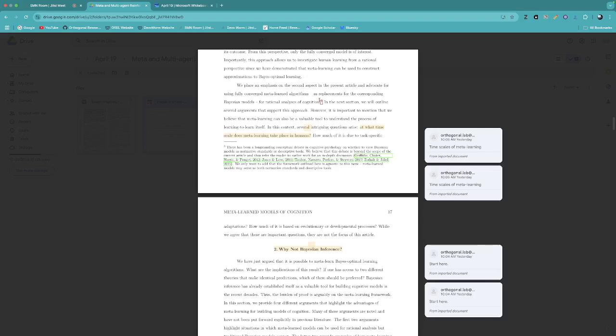However, it is important to mention that we believe that meta-learning can also be a valuable tool to understand the process of learning to learn itself. So this idea of learning to learn is the key here. So we talked about the Bayesian method as being this sort of y given x situation where it's conditional probability. So, or conditional likelihood is more what they're kind of getting at. So, if I have one thing that's true, what's the likelihood that this other thing will be true?